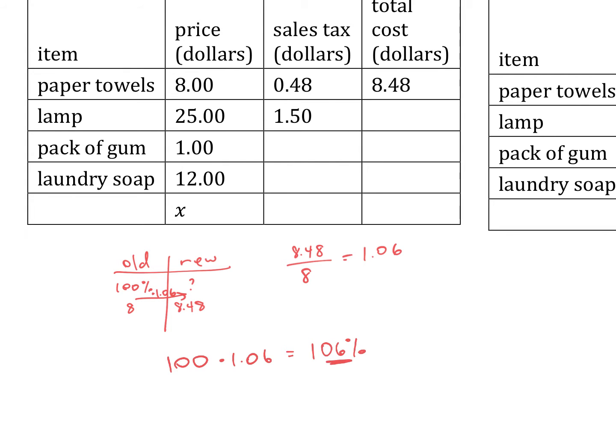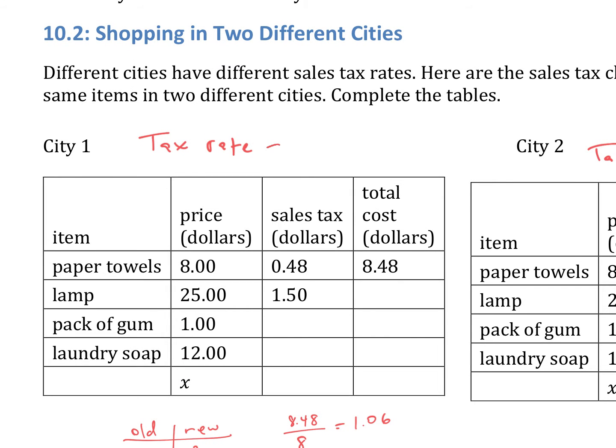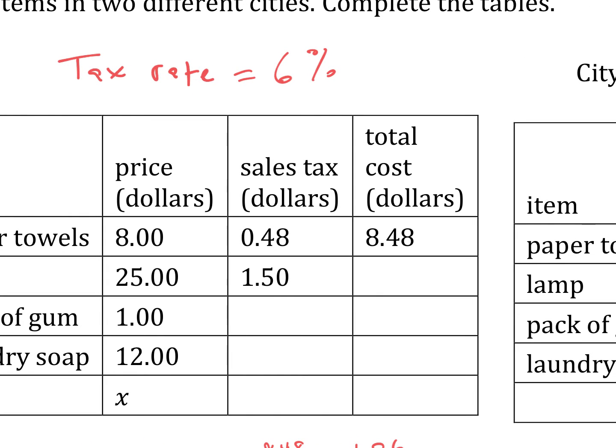So this is 6% more than what we started with. So I know the tax rate in this case is going to be 6%. Now that I know the tax rate, I can use that to help me find the sales tax. So let's finish filling out the table. For the lamp, the price was $25 and the sales tax was $1.50. To figure out the total cost, I'm just going to add those two together. So I get $26.50.